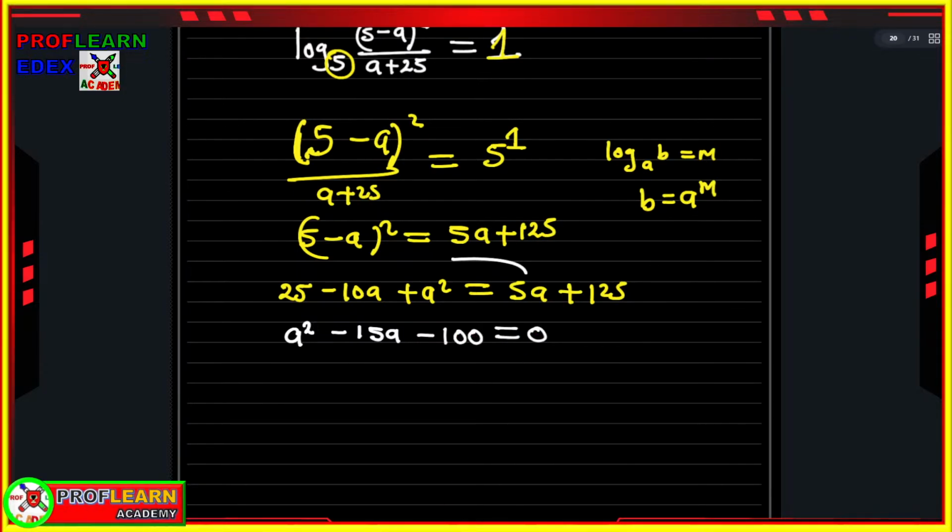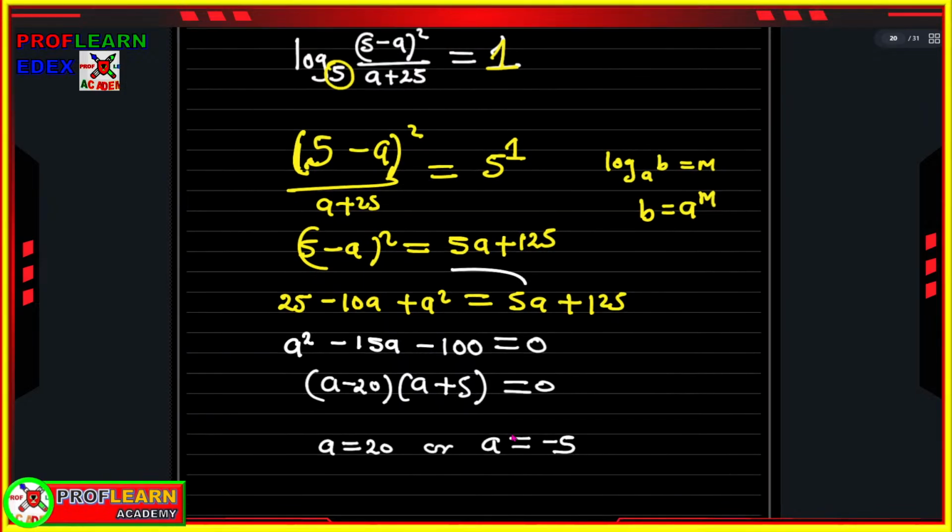So we have a quadratic equation, which means we can use the quadratic formula, or we can factorize to get the solution. If we solve that, it simplifies to (a minus 20)(a plus 5) equal to 0. So we shall have two answers for a: a is 20, or a is equal to minus 5.